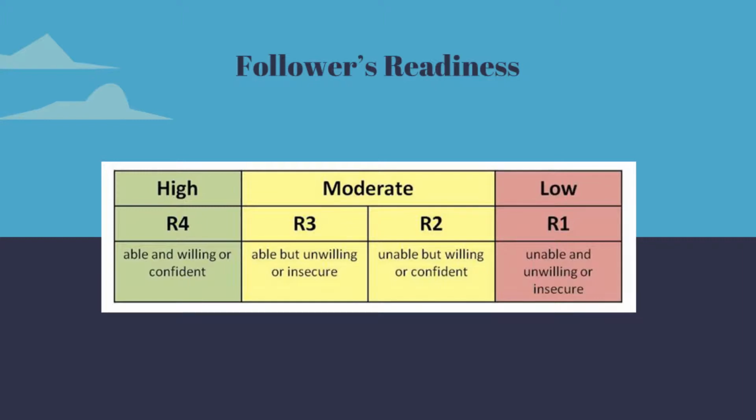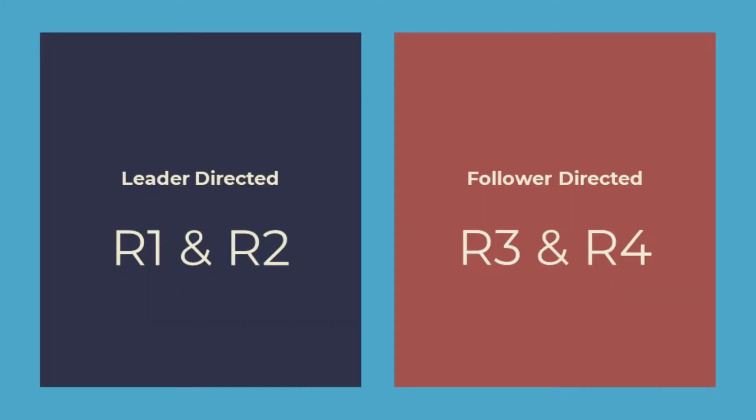R1 is the lowest, and this is where group members lack the knowledge, skills, as well as the willingness to complete the task. R2 is when group members lack the ability but are willing and enthusiastic. R3 is where group members have the skills and capability to perform the task but are unwilling to take responsibility. And the highest, R4, is when group members are highly skilled and willing to complete the task. The components labeled as R1 and R2 are leader-directed, while the components labeled as R3 and R4 are follower-directed. These four components or segments are shown with a double-ended arrow at the top to indicate a continuum.